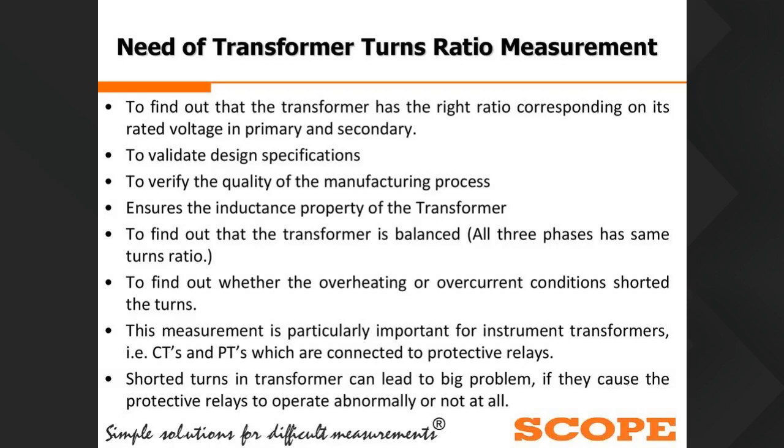Then this test is also applicable for current transformers and voltage transformers. As everyone knows, in our protection system, the relay takes the secondary current and secondary voltage from the current and voltage transformers, and that is connected to protective relays. If there is any interturn short, then the CT and VT secondary voltage and current might change, and the relay will work abnormally. So this problem will occur. So testing the turns ratio of the current transformer and voltage transformer is also very important.